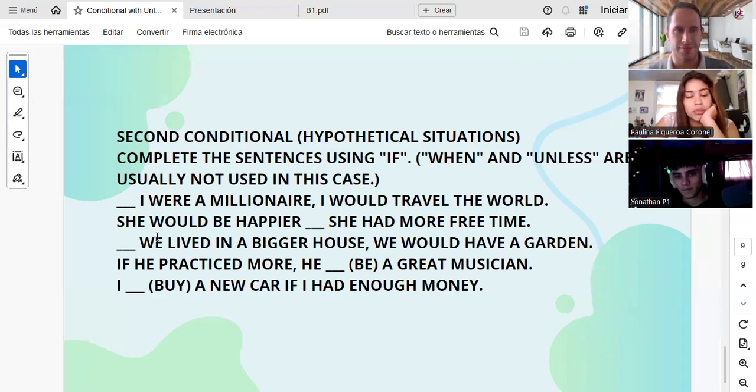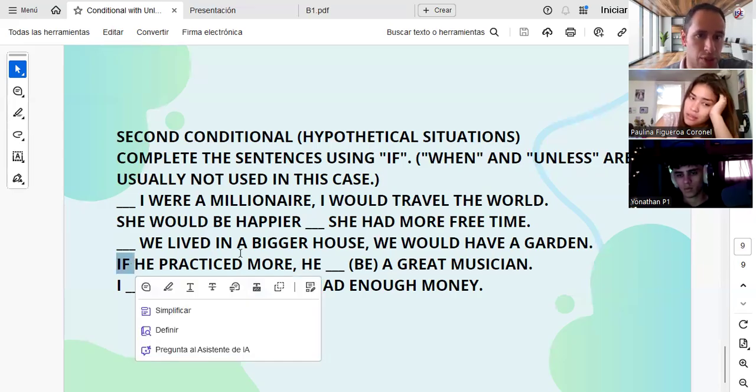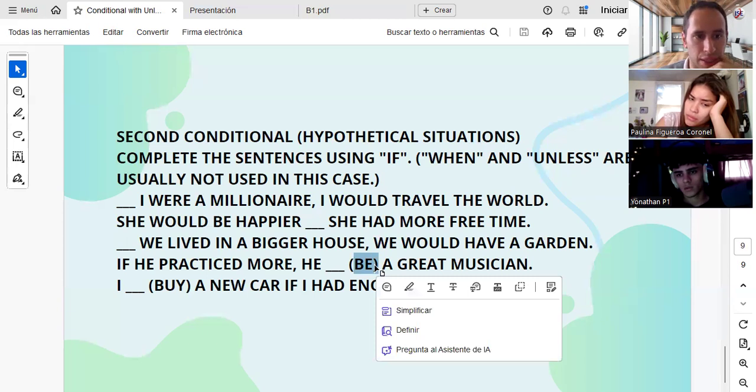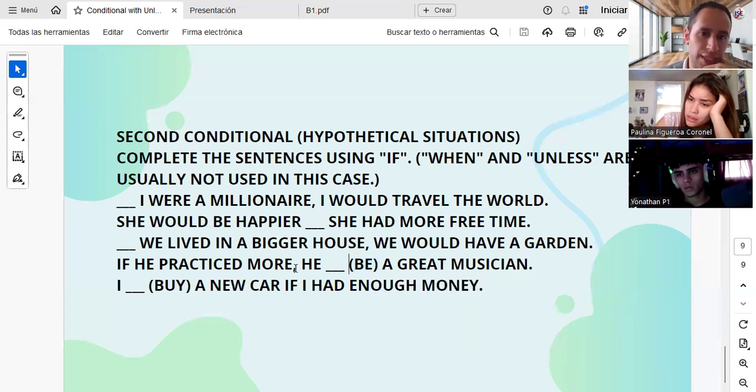If he practiced more, here in brackets is the verb be. What does that mean? Because here we already have the if clause. So you have to conjugate the verb be. Was. No. Okay, was is the past simple, but in second conditional we use would, right? In the main clause, would plus verb in base form. What is the base form of the verb to be? Be. So in this case, you said he would be.